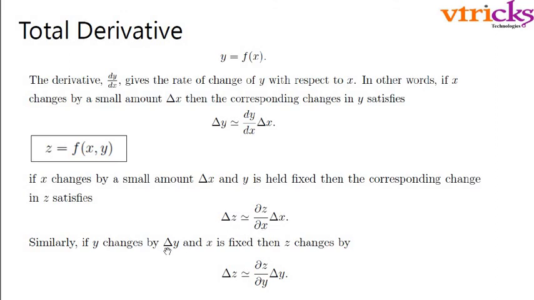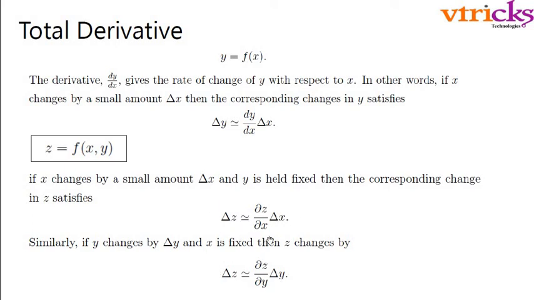Now similarly, for a given small change in y, that is delta y, what is the change in z? We take the rate of change of z with respect to y now. So we have del z by del y into delta y, and that will give me delta z.